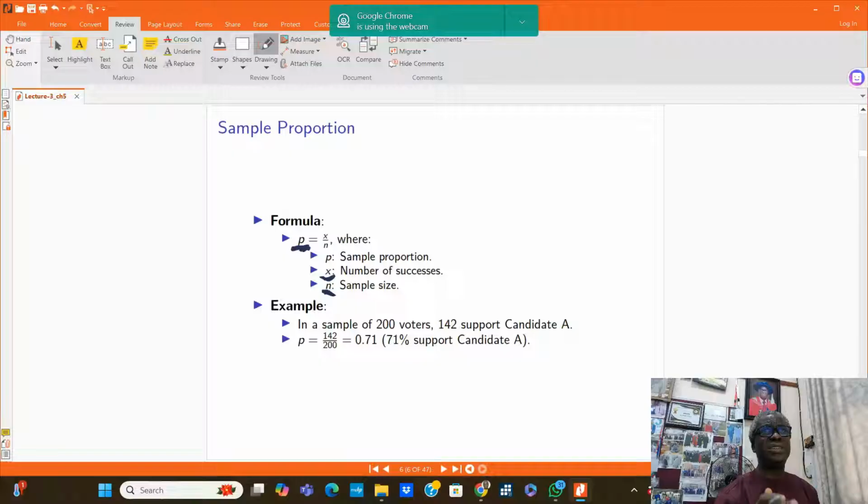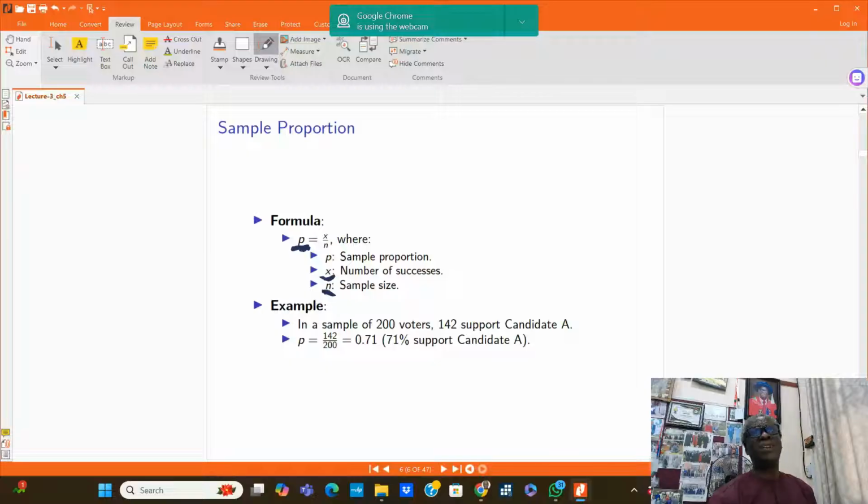By definition of proportion, it is the number of successes, that is, the number of voters who support candidate A, over the sample size. So in this case, the proportion is 0.71. And in terms of percentage, that is 71%. So this is an estimate of the population proportion. This is not the population proportion. It's just the estimate which is obtained from the sample.